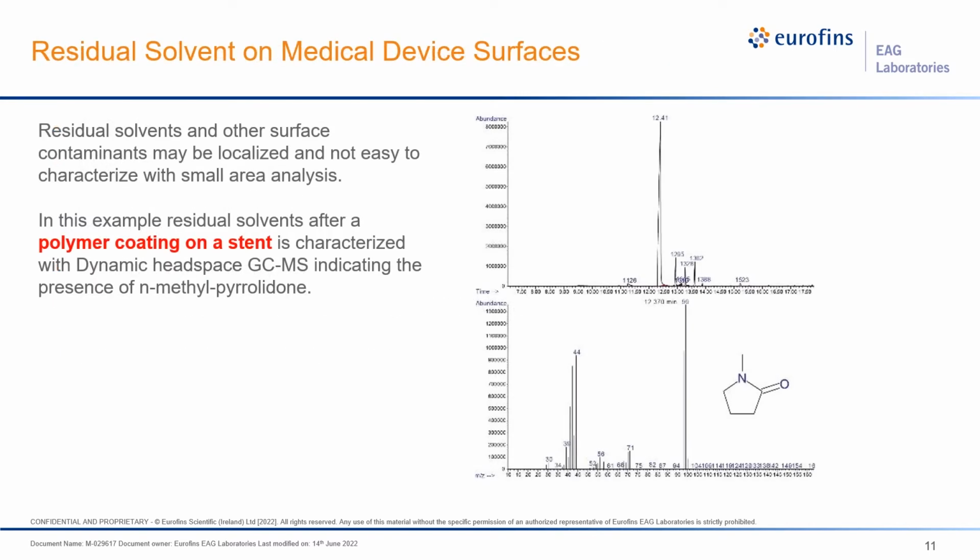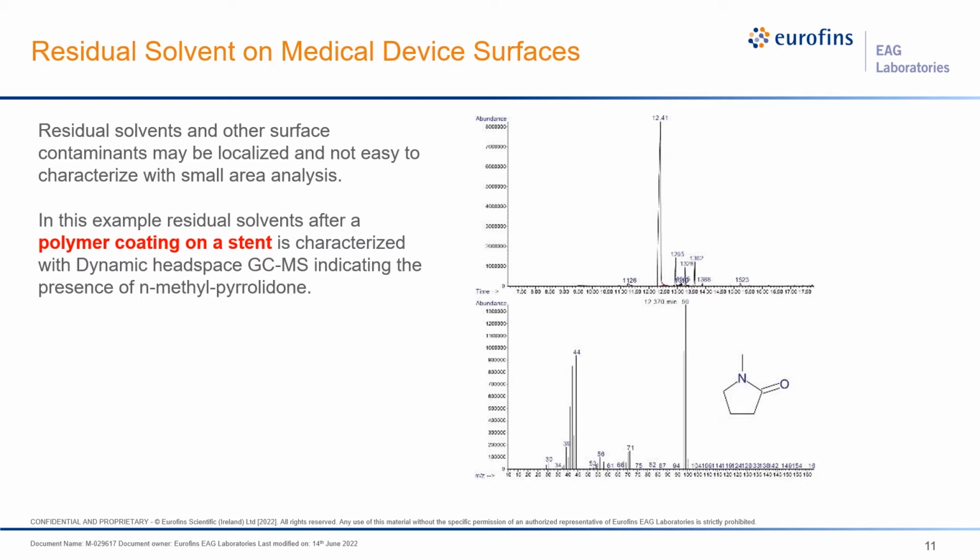Most medical devices are complex in shape and not necessarily flat. When you use a small area analysis, 250 micron square or 500 micron square, as in most surface analytical techniques, residual solvents and surface contaminants are not easy to characterize because they may be localized in the crevices or areas of the medical device, such as a stent or a catheter, that are not easily accessible to the analytical technique.